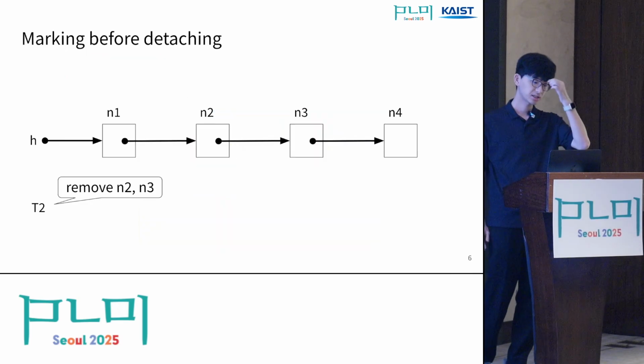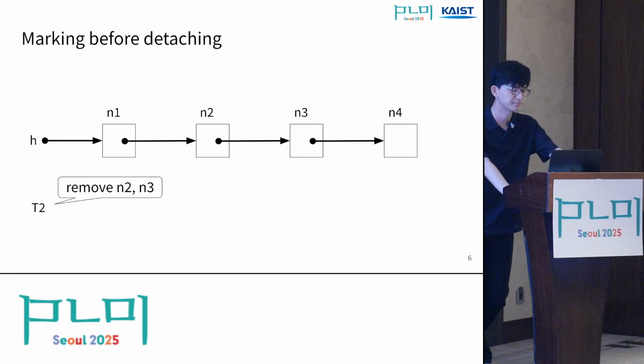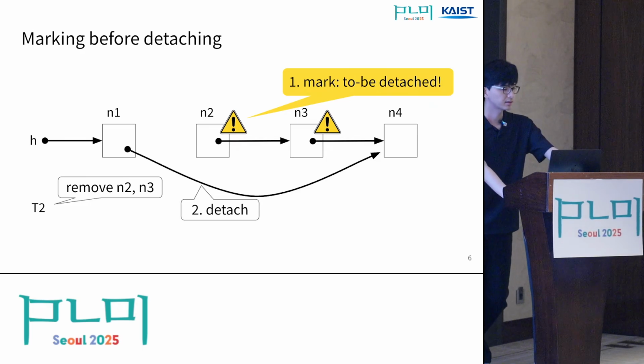To efficiently check if a node is detached, we typically utilize a marking mechanism. For example, before detaching nodes 2 and 3, we mark them as to be detached, sending a warning to traversing threads. Marking is typically implemented by tagging the least significant bit of the next pointer field. After marking, a separate step will detach the 2 nodes.